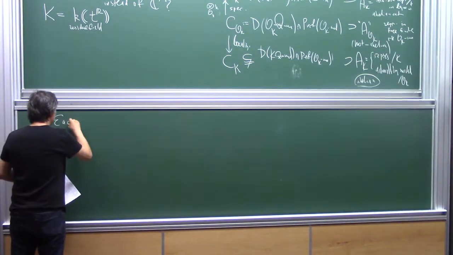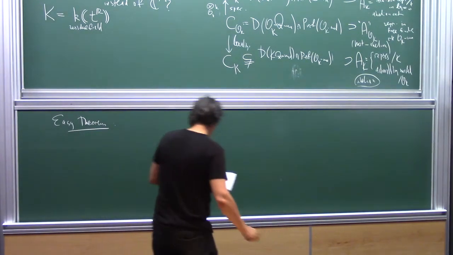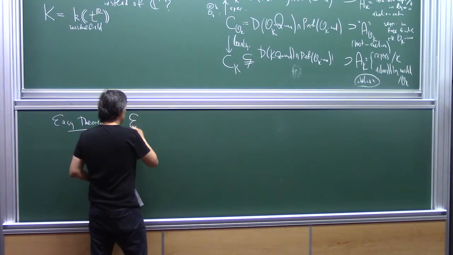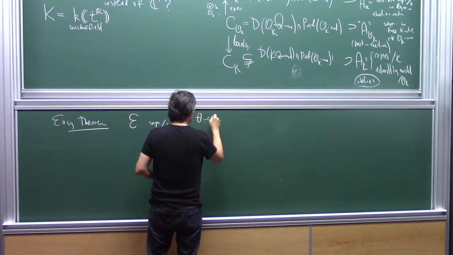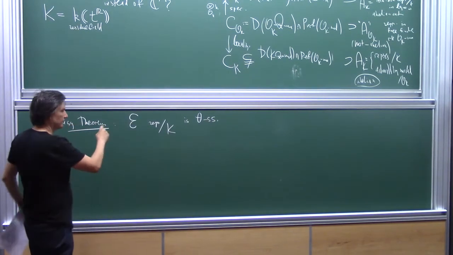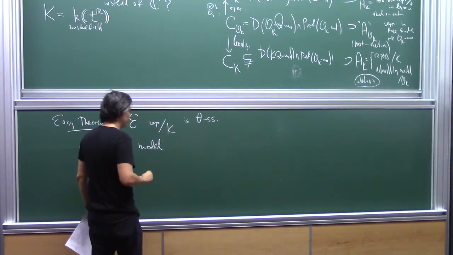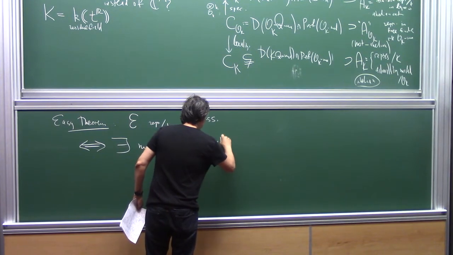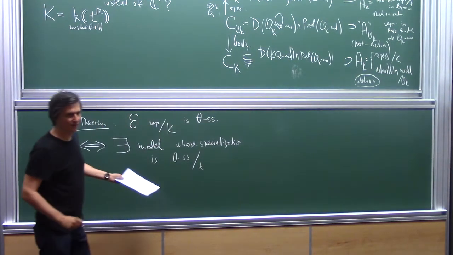And there is a kind of easy theorem. Easy but not immediate, which will be an analog of King's theorem. A representation of P is semi-stable. Now it's about semi-stable, so polystable exists only for complex numbers in this framework. If and only if there exists a model whose specialization is semi-stable over the residue field.